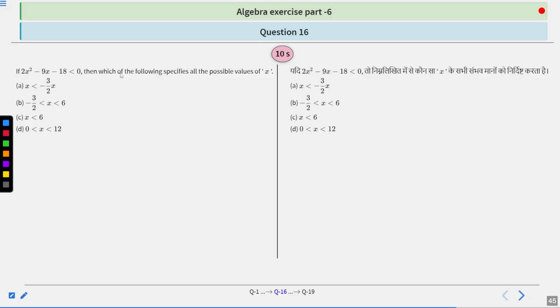Next, if 2x square minus 9x minus 18 is less than 0, then which of the following specifies all the possible values of x? And options are option A, x is less than minus 3 upon 2. Option B, x is greater than minus 3 upon 2 but less than 6. Option C, x is less than 6. And option D, x is greater than 0 but less than 12. These are the options.